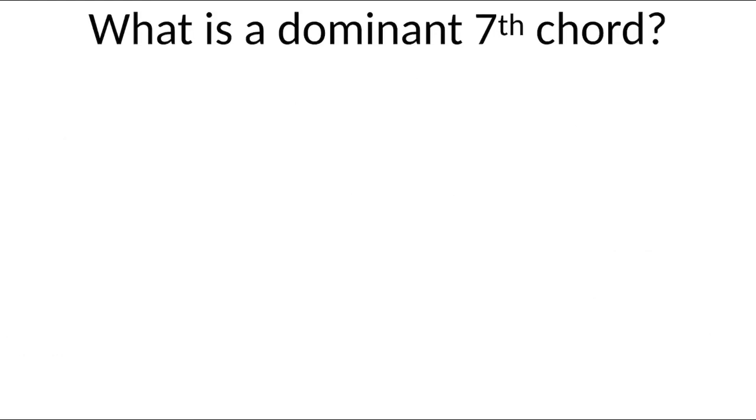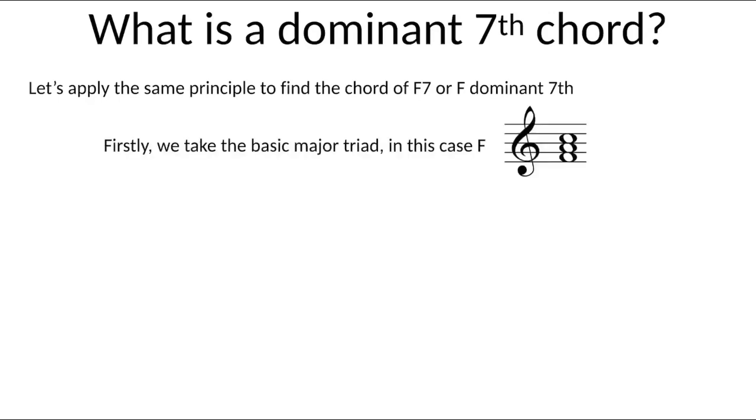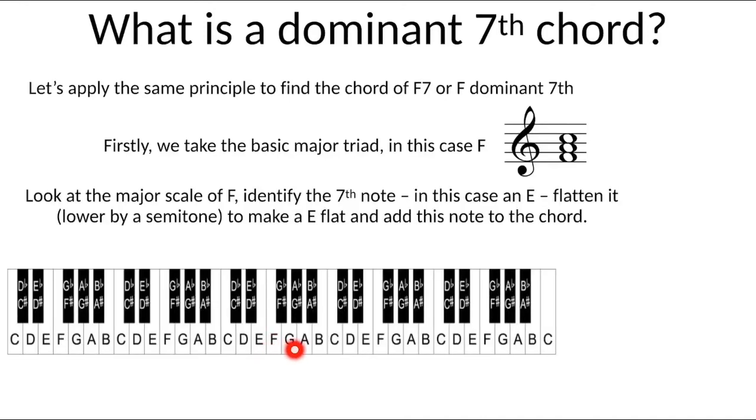Same idea. To find the chord of F7, take the basic triad of F in this case. We look at the major scale of F. We're looking at the 7th note, which is an E. And we're going to flatten it, or lower it by a semitone, to make an E flat. And we're going to add that E flat to this basic triad to give us the chord of F dominant 7th, or F7.